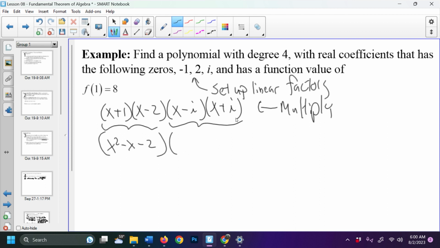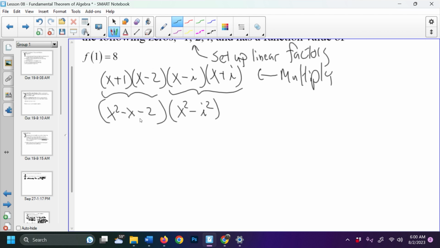And then because these are conjugate pairs, we can say that this is going to be x squared minus i squared. And remember that i squared is negative 1. So I got x squared plus 1. Because minus negative 1 is plus 1.